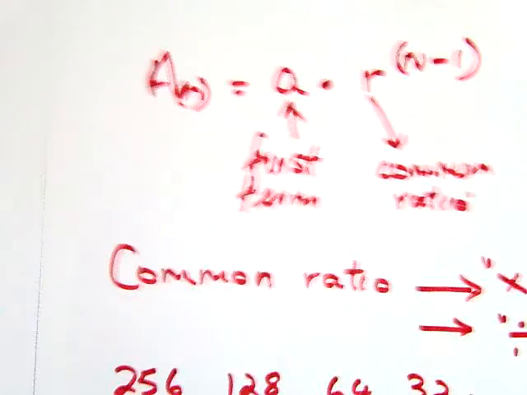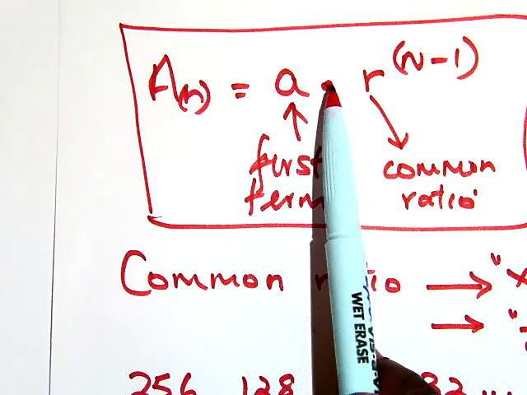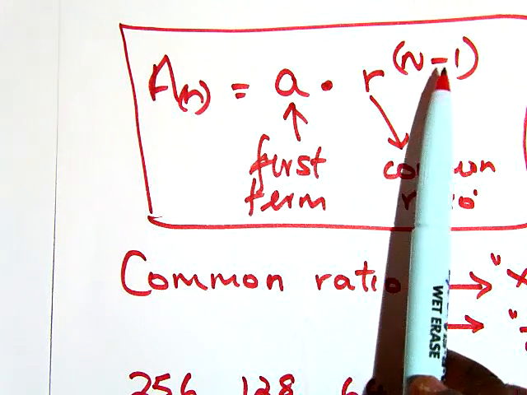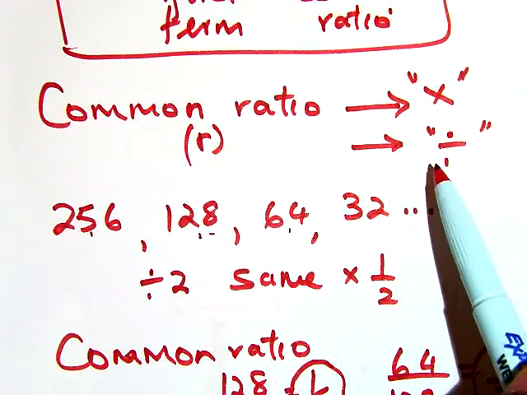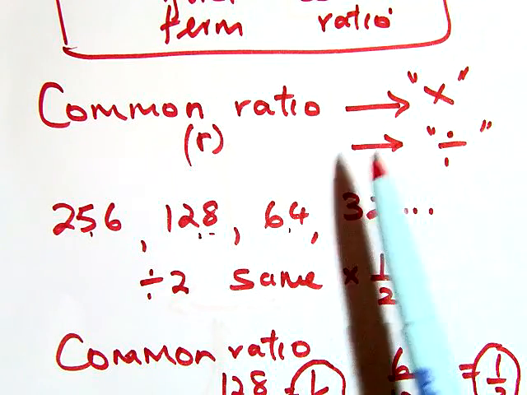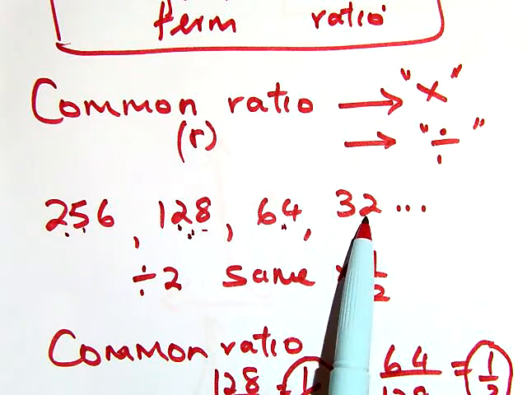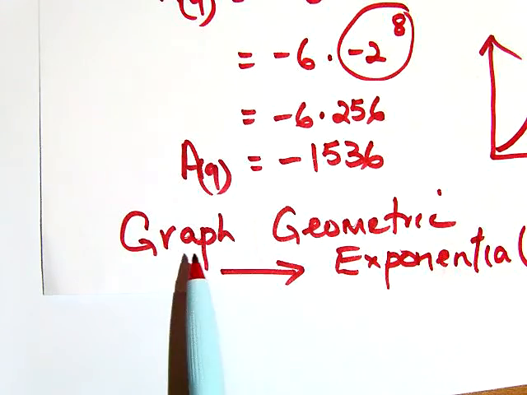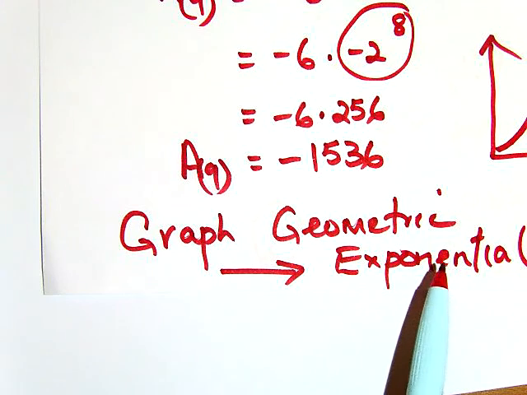So let's quickly recap. For a geometric sequence, we use this formula. The nth term is equal to a, the first term, times a common ratio raised to the power of n minus 1. The common ratio r is that number that we are multiplying or dividing by each time to get the next term in the sequence. And to find the common ratio, just take any term and divide it by the previous term, and that should give you the common ratio r. The final thing I want to point out is that the graph of geometric sequences will look like exponential functions.